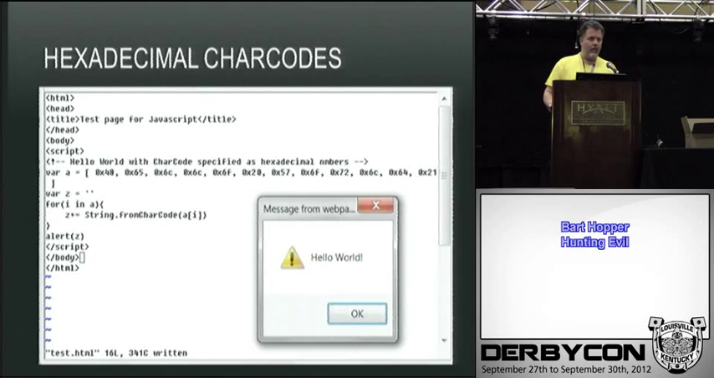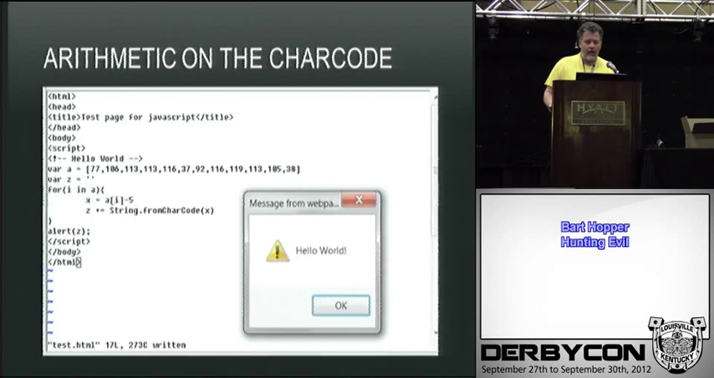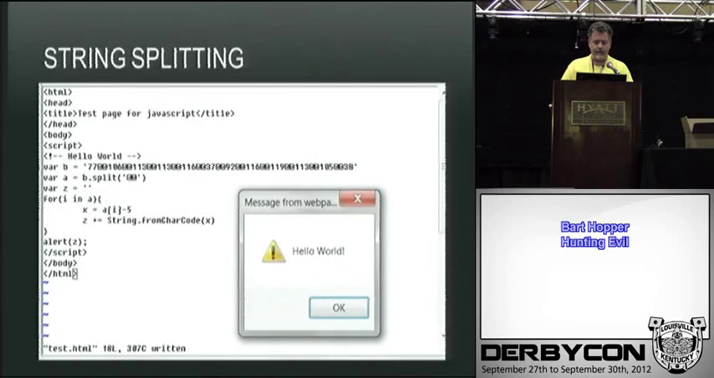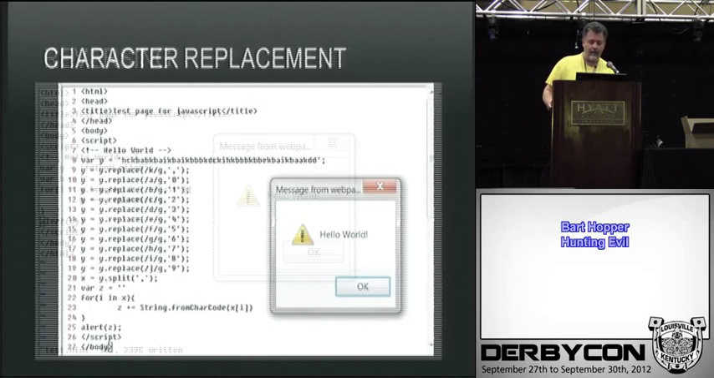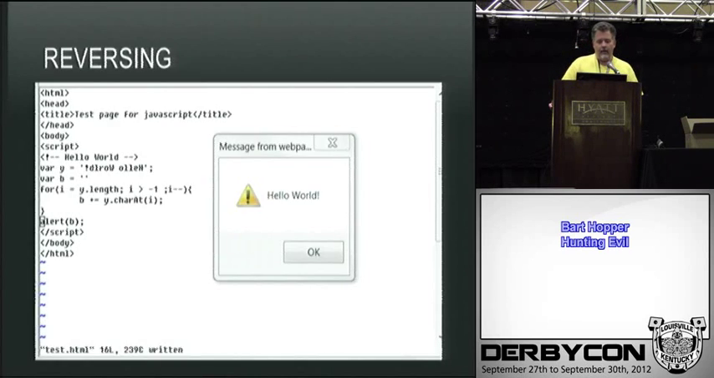Hexadecimal character codes. Arithmetic on the character codes. Instead of taking the actual ASCII character, they may add 5, subtract 4, multiply by 3, or do other type of math on it. String splitting, where they'll put junk in the string that has to be removed to uncover the payload. Character replacement. In this example, I've taken the numbers 0 through 9 and the comma and replaced them with letters. This is going to be hard to catch on an IDS. Reversing the string. Is it any wonder this stuff is getting past our antivirus programs?